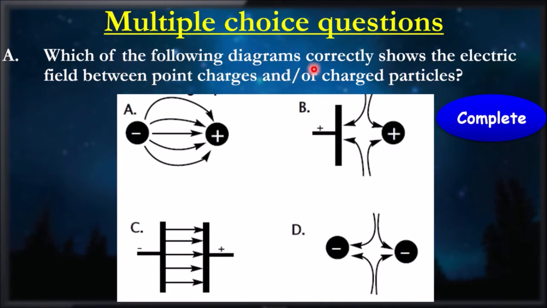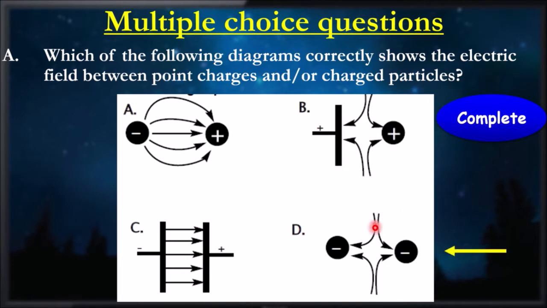Which of the following diagrams correctly shows the electric field between point charges, or the charged particles? I'll give you 3 seconds. 1, 2, 3. Okay, so the answer for this is D.